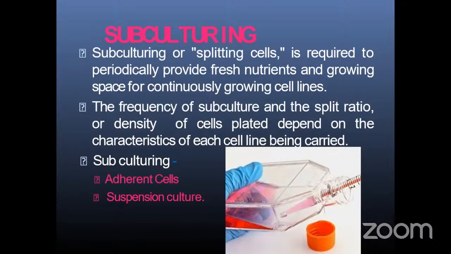Subculturing or splitting cells is required to periodically provide fresh nutrients and growing space for continuously growing cell lines. Right? The frequency of subculture and the split ratio or density of cells plated depend on the characteristics of each cell line being carried. It is not that after 24 hours or 48 hours you have to do it. It is not like that. Every day you have to check.